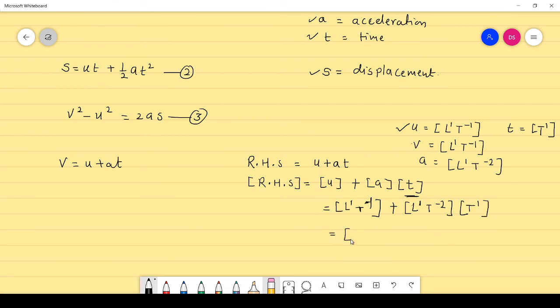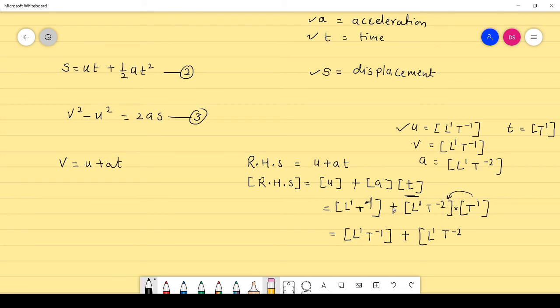Now what to do? L raised to 1 T raised to minus 1 will remain as it is, the plus sign will remain as it is, this L raised to 1 will also remain as it is, and this T raised to minus 2 I am writing as it is. And now I am going to take these dimensions in this bracket, because here they have a multiplication sign.